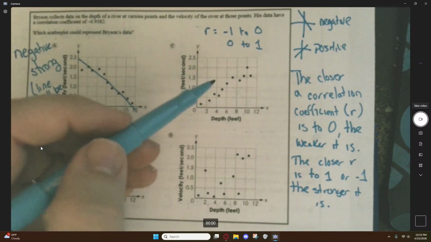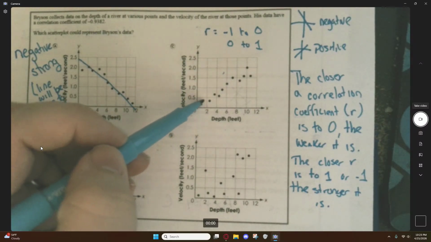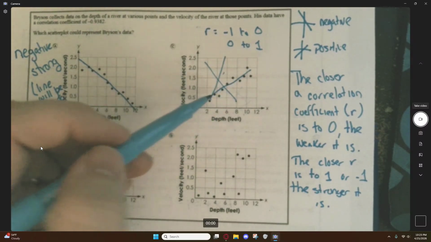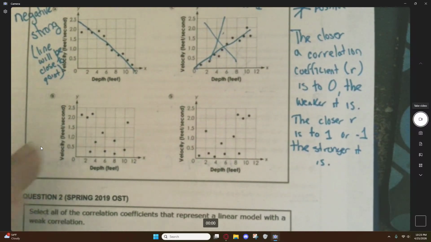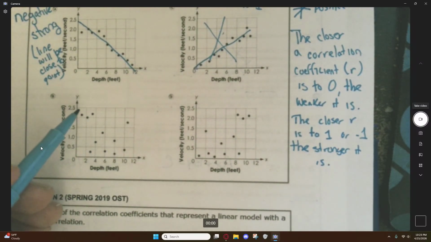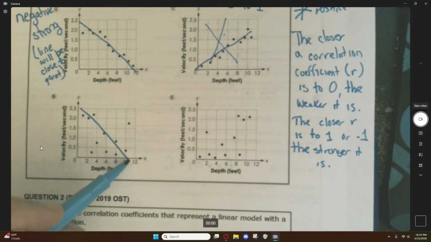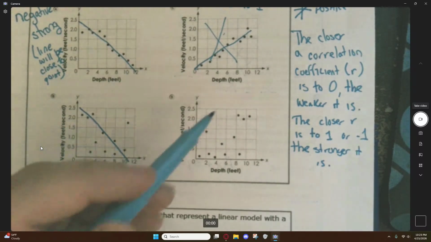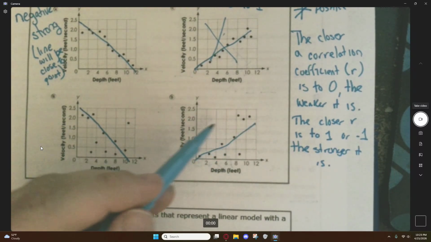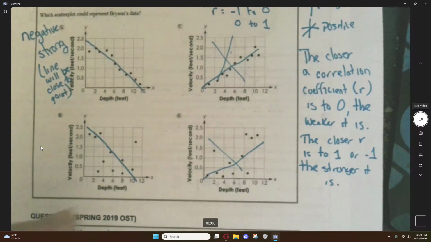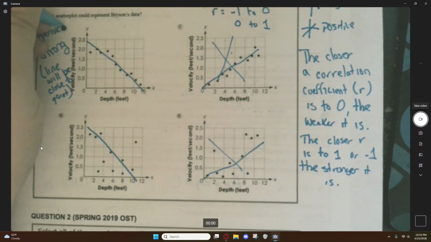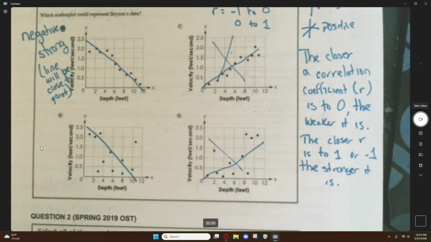C would have a line that's going up. That would make it positive, so that's out. B, it looks like it's going down, but if you try to draw a line through all this, good heavens, it's not going to be anywhere close. And D has a line that is going up. Therefore, it's positive, so it's out. A is easily the best choice here. Easily the best choice.